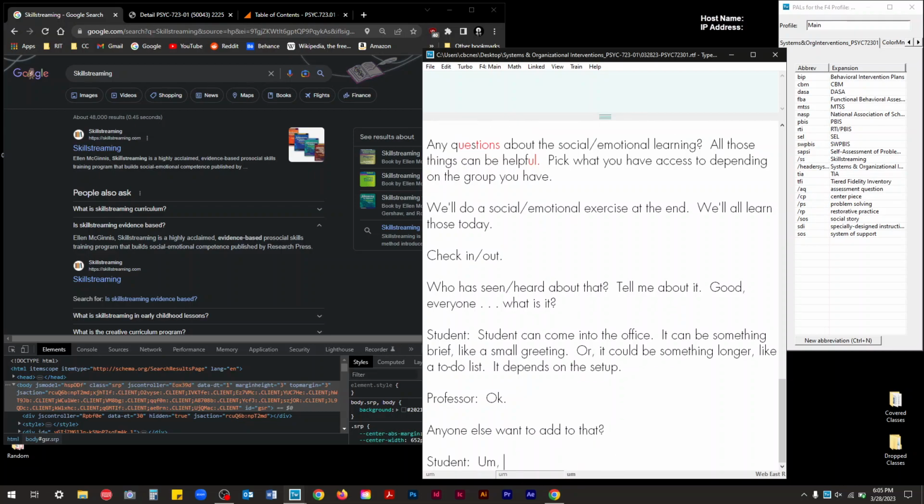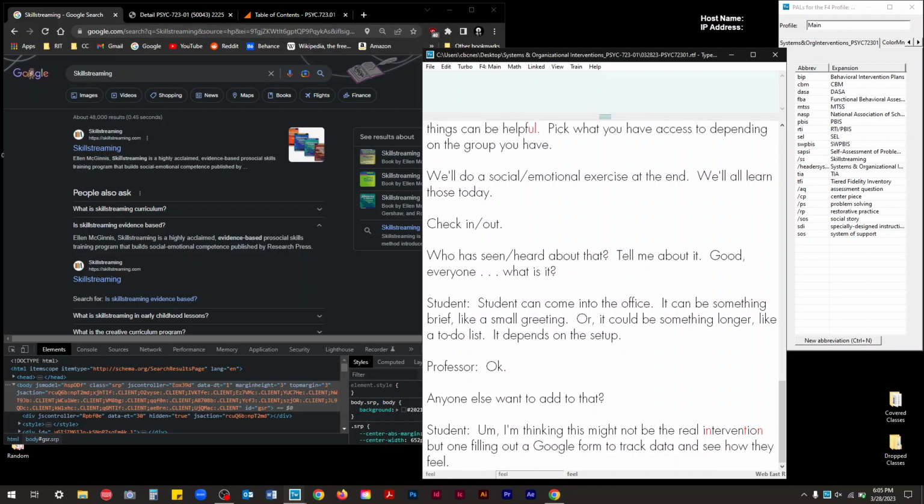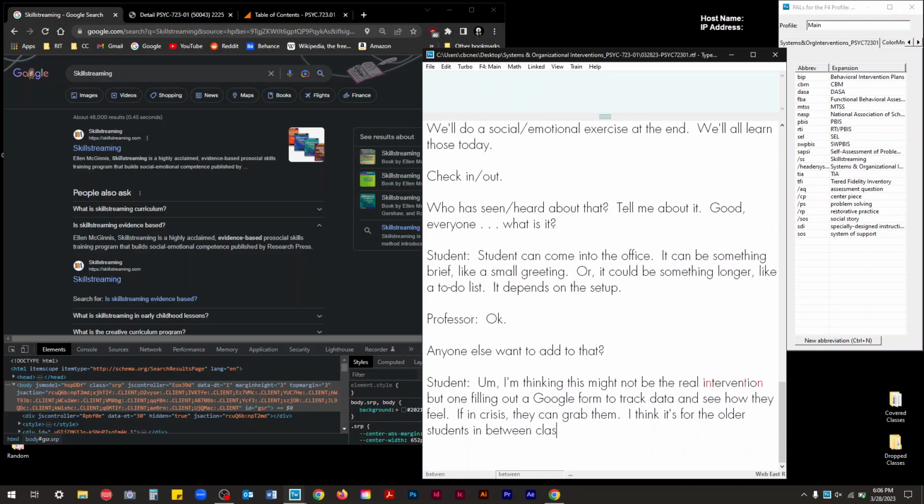Now I'm thinking this might not be the real intervention, but I've seen it, they call it this, where they fill out a Google form at the beginning and the end of the day saying how they feel, to track data and also to make sure that if someone walks in in crisis, they grab them. But I think it's more for between classes, for those older students. And you could do it at the time when needed, so if they're feeling more stressed in the morning coming to school, you can do the check-in and alleviate some of the stressors and then send them to class ready to run.